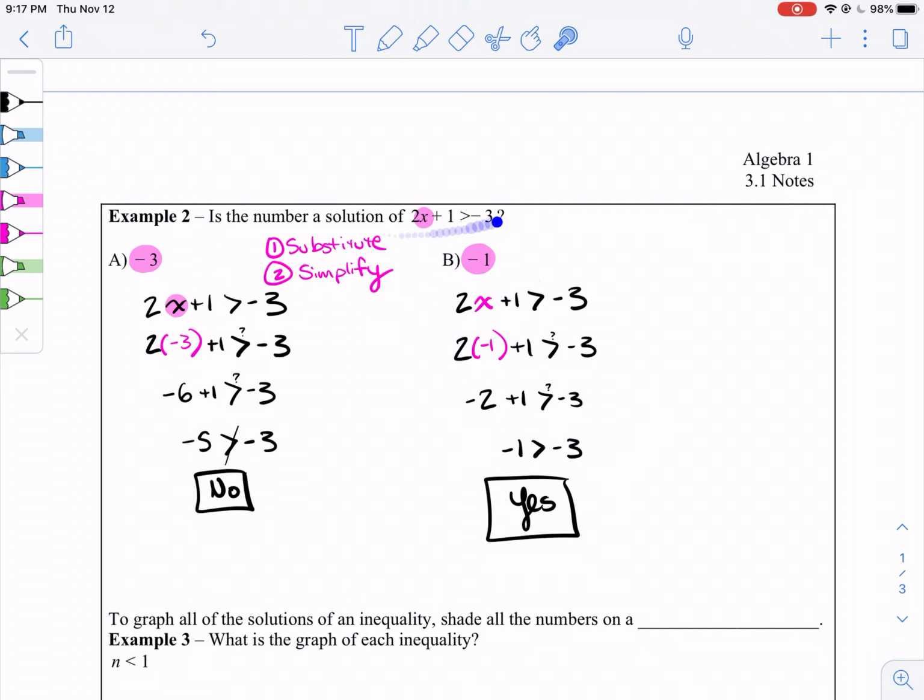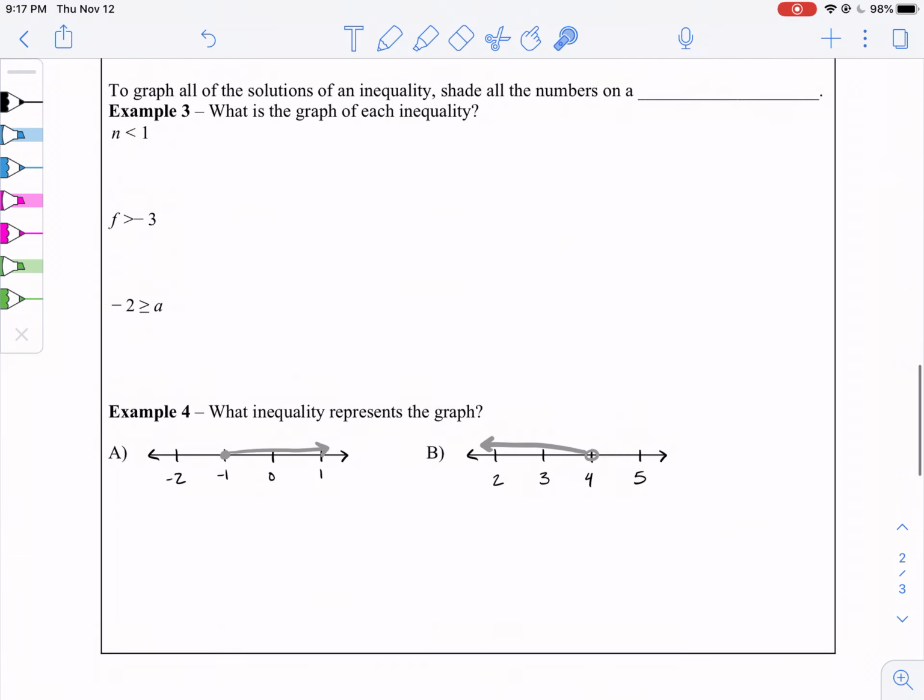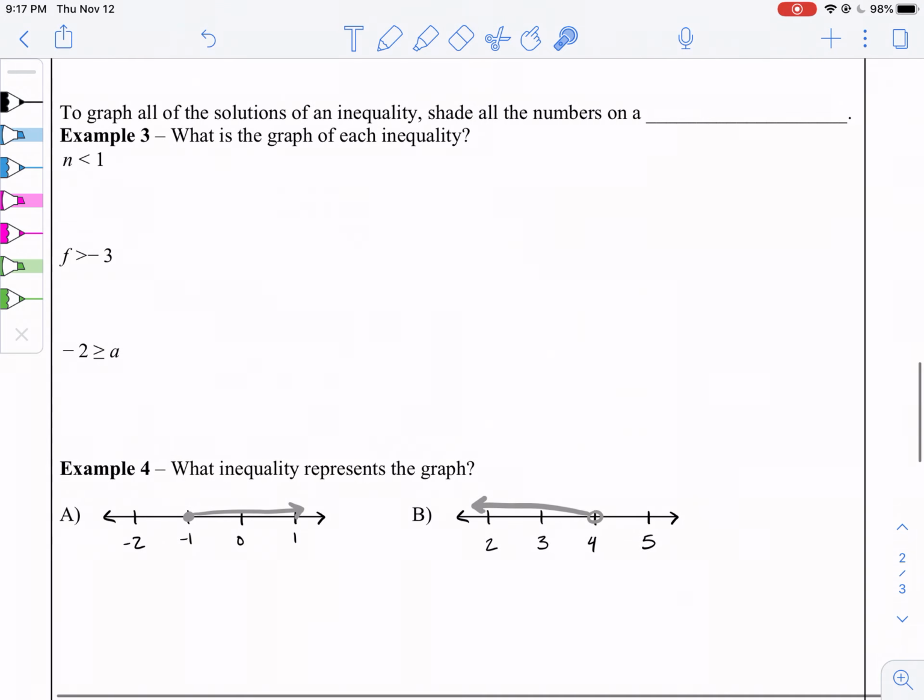In fact, this inequality has infinitely many solutions. So how could we possibly take the time to list all the solutions? Well, I have better things to do with my time. So instead, we can represent them with a graph. To graph all the solutions of an inequality, you're going to shade all the numbers on a number line.